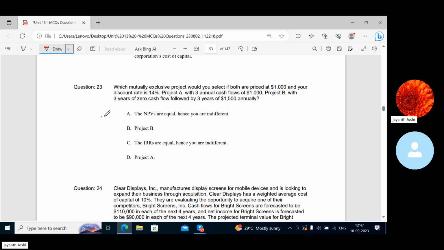Which mutually exclusive project would you select if both are priced at $1,000 and your discount rate is 14%? Project A has 3 annual cash flows of $1,000. Project B has 3 years of zero cash flow followed by 3 years of $1,500 annually. Which one will you choose? You will see the NPV, which one is higher, right?